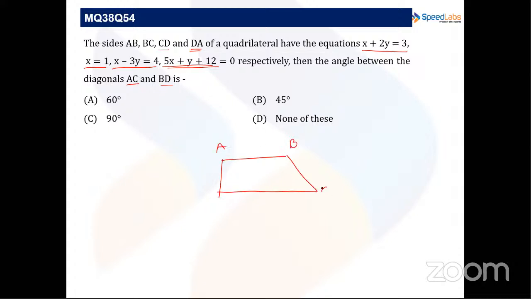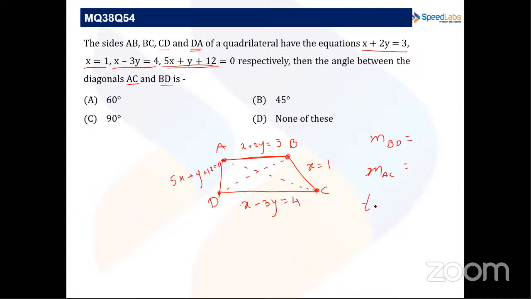We are having A, B, C, D. We are having these equations of lines: x plus 2y equals to 3, x equals to 1, x minus 3y equals to 4, and 5x plus y plus 12 equals to 0. Now, we need to find the angle between AC and BD. For that, if we will get these 2 points A and C, then we can find the slope of line AC. And similarly, if we will get the points B and D, we can find the slope of line BD. And we can use the formula of tan theta to get the angle between these two.